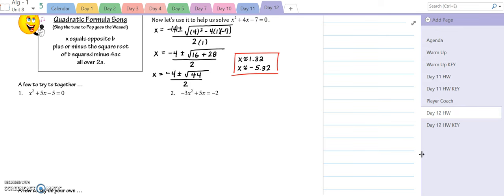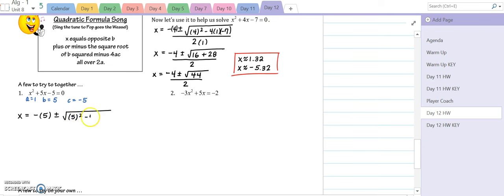If I'm looking at number 1, I have a 0 on one side of the equal sign, so I don't have to move anything over. My a is 1, b is 5, and c is negative 5. So I can plug that right into the quadratic formula. X equals the opposite of b plus or minus the square root of b squared minus 4ac all over 2a. So it looks really ugly.